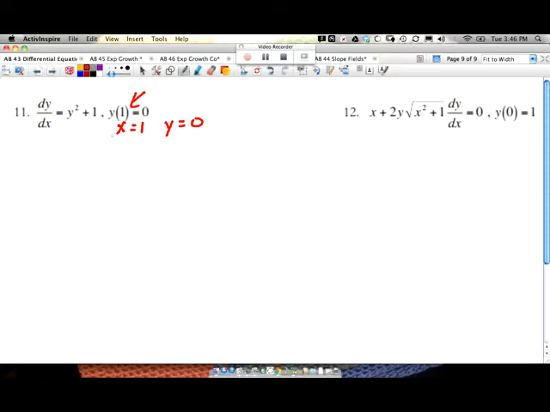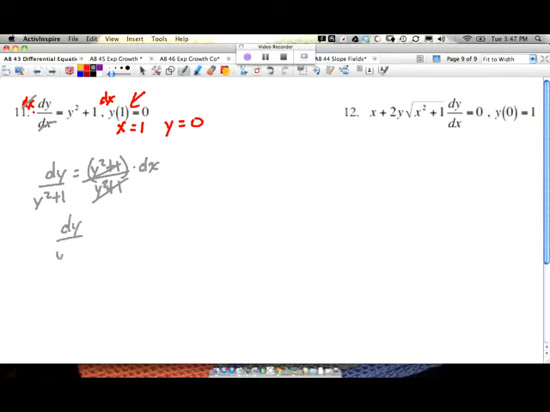Well, I see that I have dy and dx, so let's multiply by dx on both sides. That'll give me dy equals y squared plus 1 times dx. Now this might not seem like a big deal, but to work from here, I need to move the y squared plus 1 over to the other side. So let's divide by it on both sides, and we have dy over y squared plus 1 equals dx.